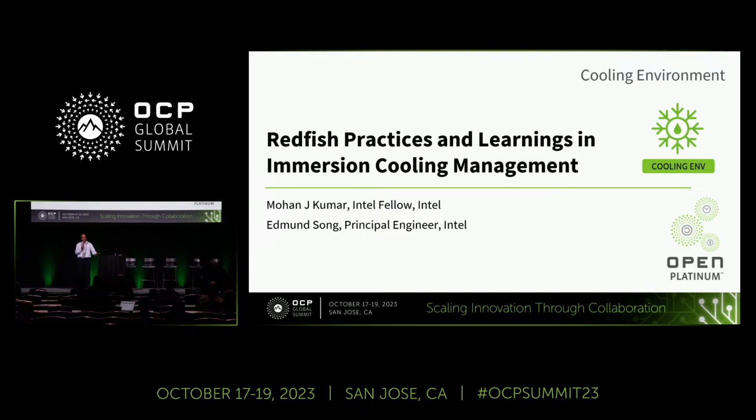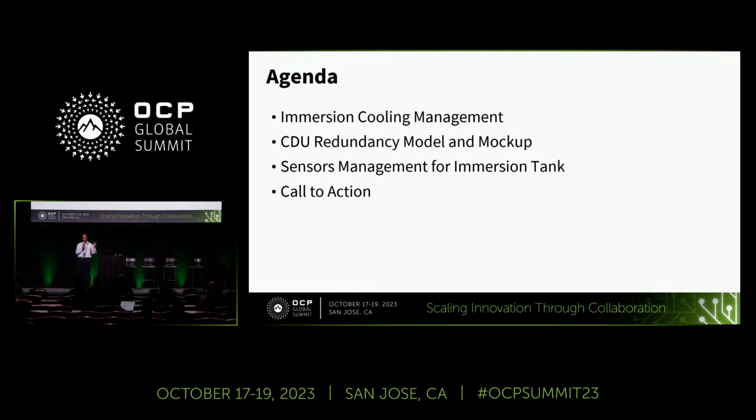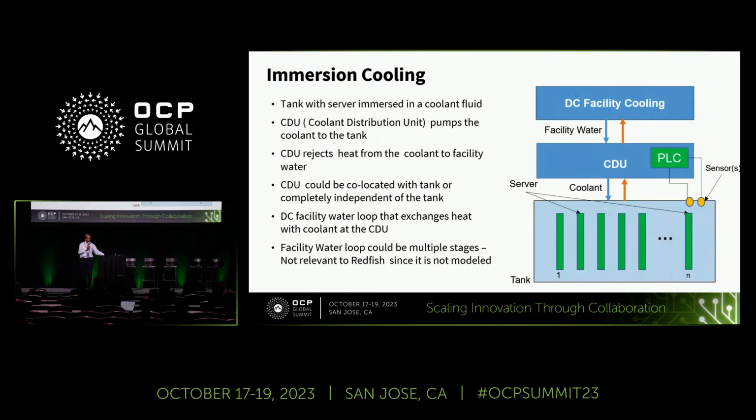I'm going to talk to you today about Redfish and immersion cooling management. So let me just flash the agenda, and then we'll talk about it. I'm going to talk to you about what it takes to do immersion cooling management and some of the intricacies that come with having the redundancy and some of the markup. So it's a technically oriented discussion and how we handle the sensors that are in there, and I'll conclude and finish there. And the first step is, why are we even doing this, right?